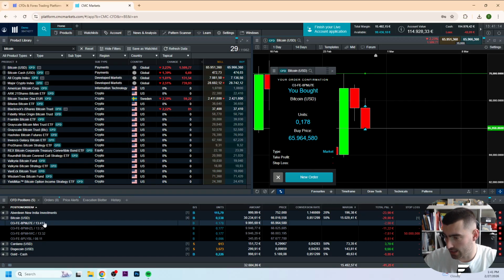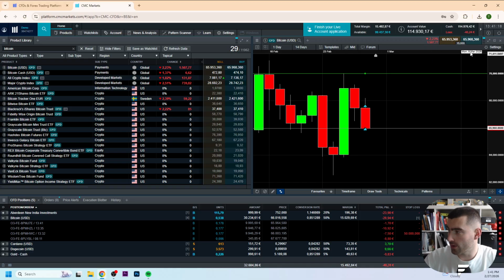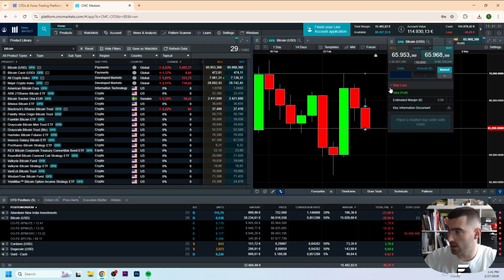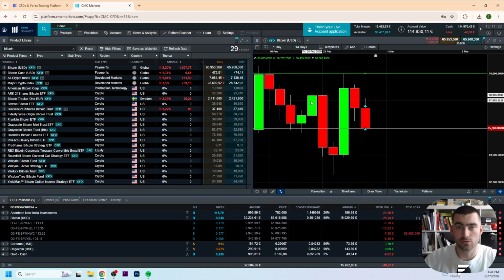And right now, if you can see right here, we created ourselves an order on the market. If you create the order by yourself, you can also add a stop loss or take profit on it just to do risk management. And this is how you can buy Bitcoin on CMC Markets.